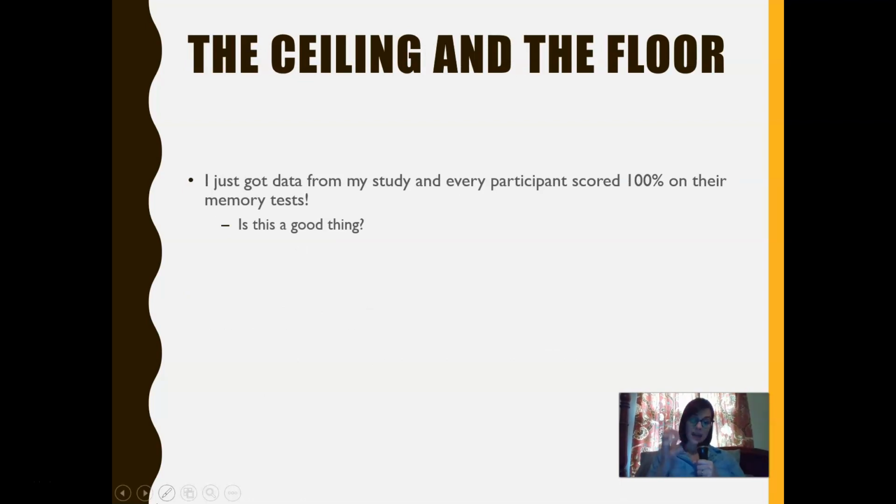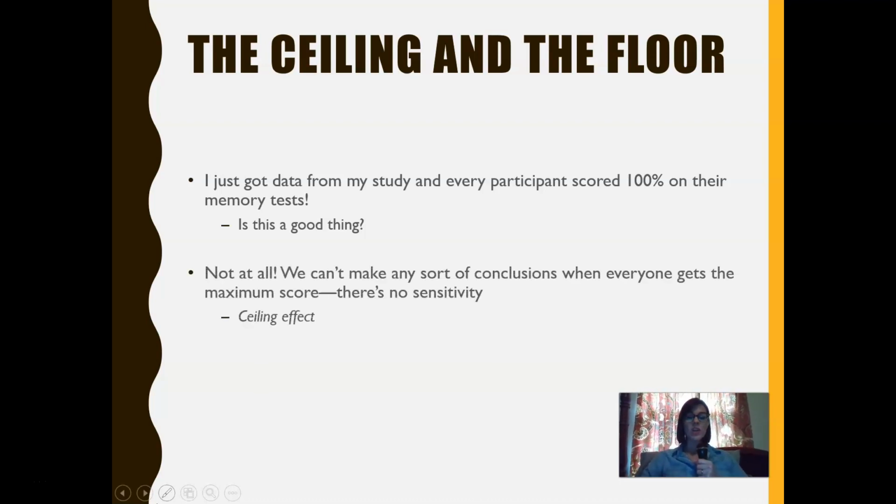Now, I want you to imagine that I am doing a research study. So I'm doing a memory study. This is another effect we're going to talk about. So let's say that everybody scored 100% on the memory tests. Is this actually a good thing? In my case, if I have everybody getting 100% correct and nobody's made any mistakes on their task, that's actually a really bad thing for me. And this is what is known as a ceiling effect. You can't make any sort of conclusion when everybody gets the maximum score.